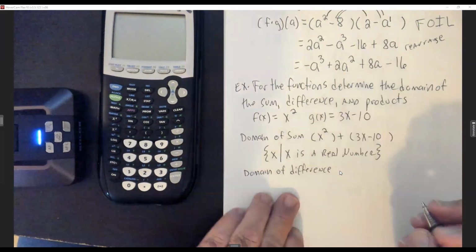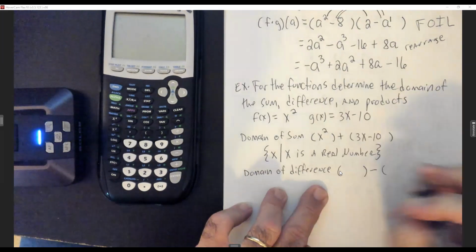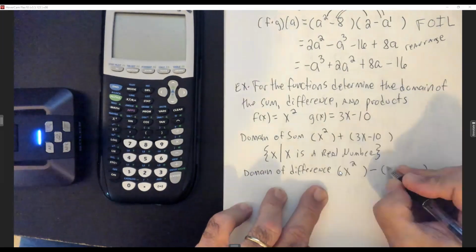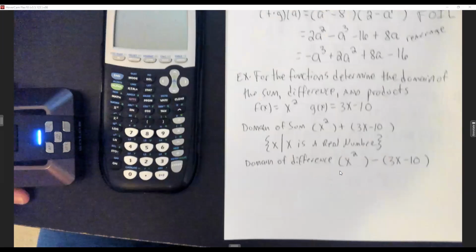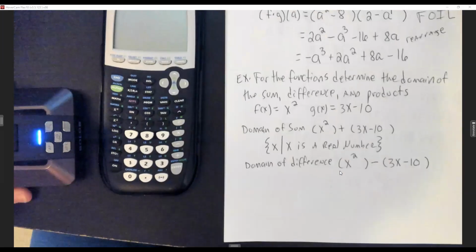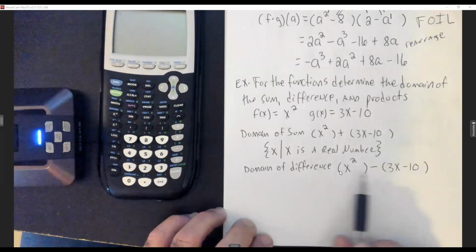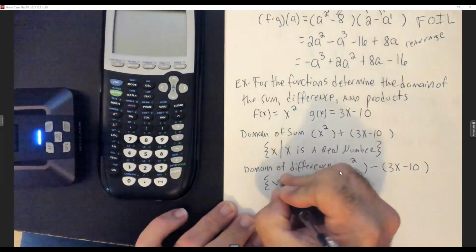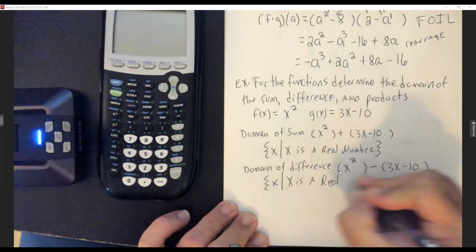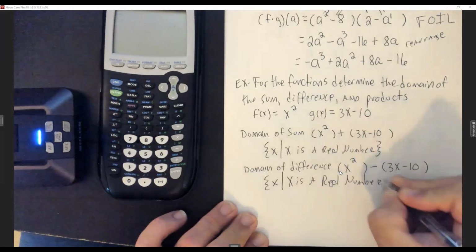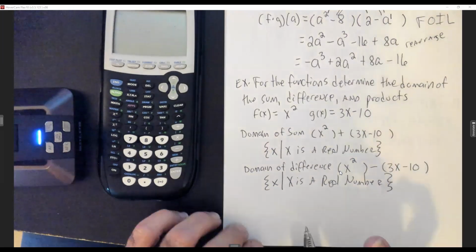So the domain of the difference would be f minus g, which would be x squared minus the 3x minus 10. Y'all, I don't see anything in that one that looks like a fraction. There's no fractions. There's no radicals to worry about. So this one would be x such that x is a real number. I can put any numbers I want into this and it will work out, okay?